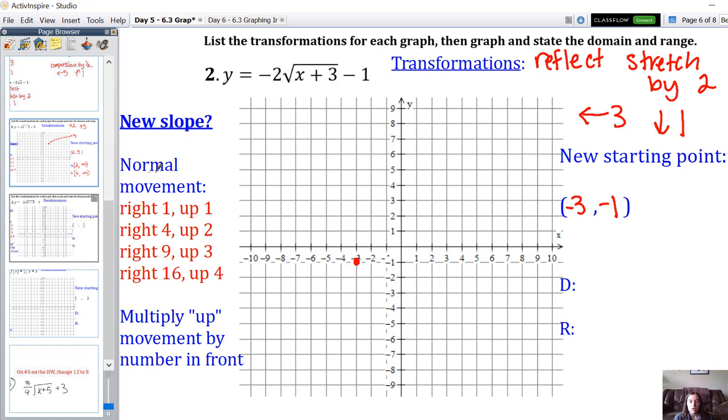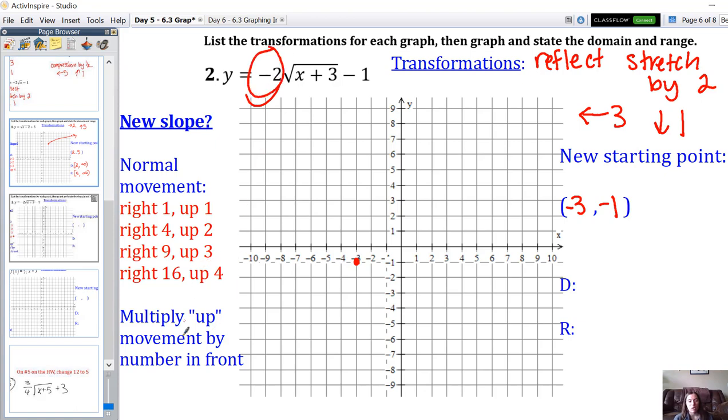So as I've mentioned before, our normal movement, we go to the right 1, up 1, right 4, up 2, 9, 3, 16, 4, so on and so forth. This -2 out front is gonna change our up movement. So our right movement's not gonna change. That's still gonna be 1, 4, 9, and 16. But now instead of going up 1, and up 2, and up 3, and up 4, we're gonna multiply all of these numbers by whatever is out front. So here I'm gonna multiply all of these numbers by -2.